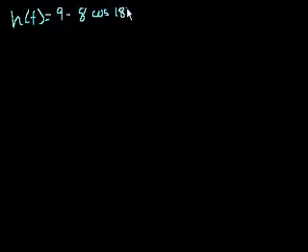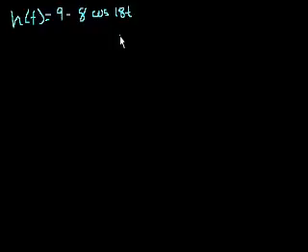In the last part of the problem, we figured out that the function of the height of the people on the Ferris wheel at any time is a function of t. H of t is equal to 9 minus 8 cosine of 18t, where t is in seconds.